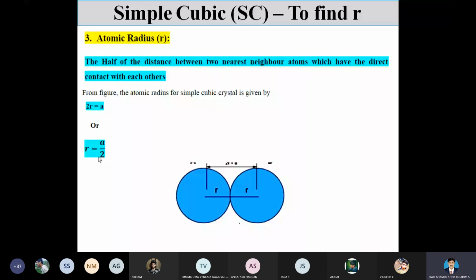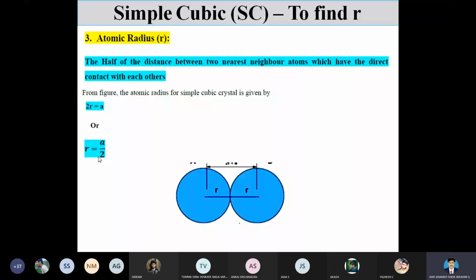Can anyone say these three parameters? What is N? Let's say the value. What is the value for N? Number of atoms in a unit cell. Okay, what is its value? What did we measure? N is equal to 1. Very good. N is equal to 1. So you have to remember this value in your mind.